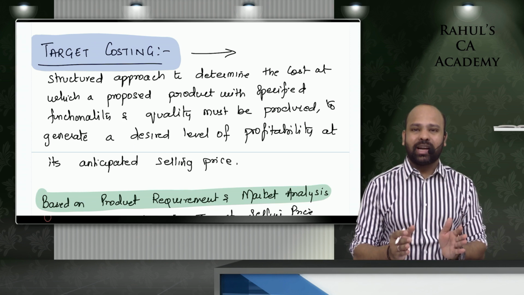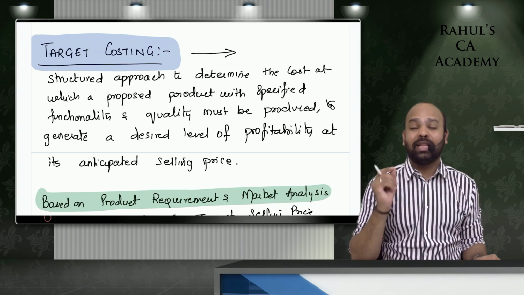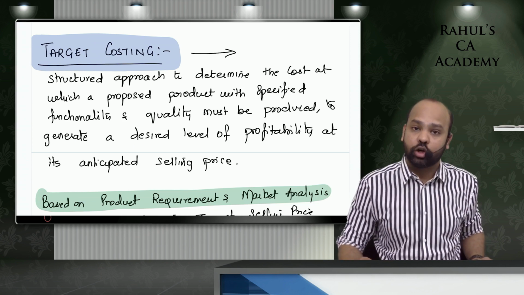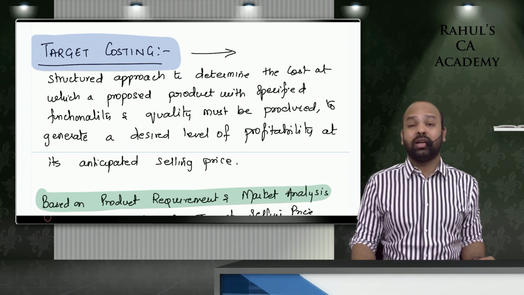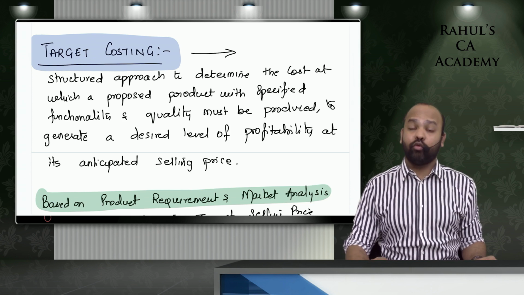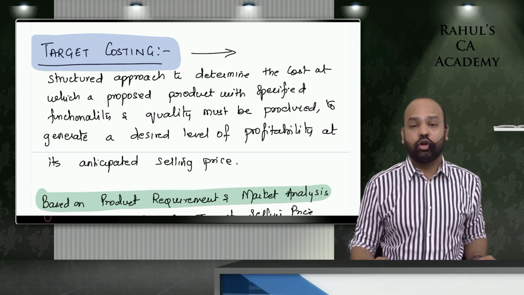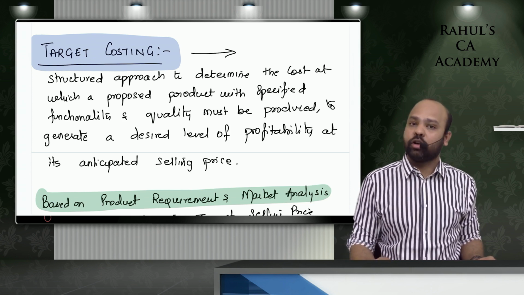You compute target price, you compute target profit, and the balancing figure would be your target cost. You will be comparing your target cost with the actual cost to determine what should be done to achieve that target cost. Where can the company work to reduce the cost per unit?